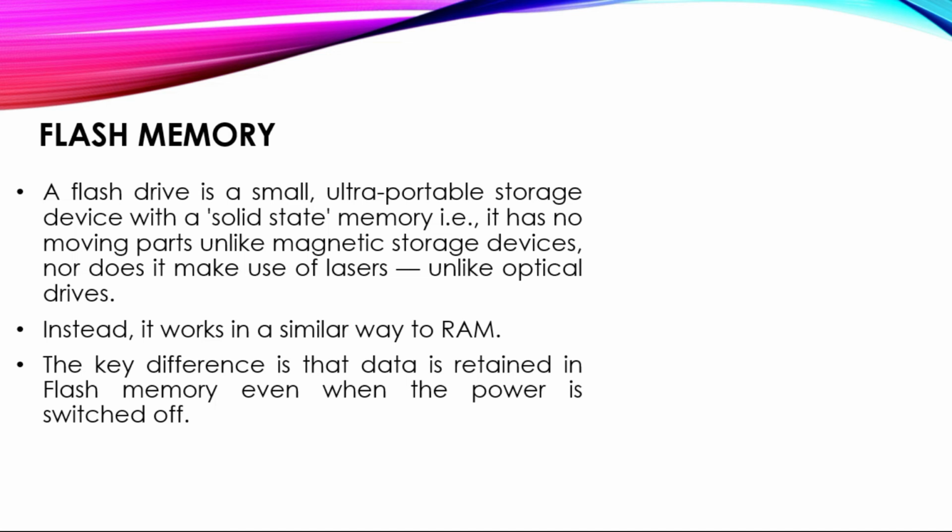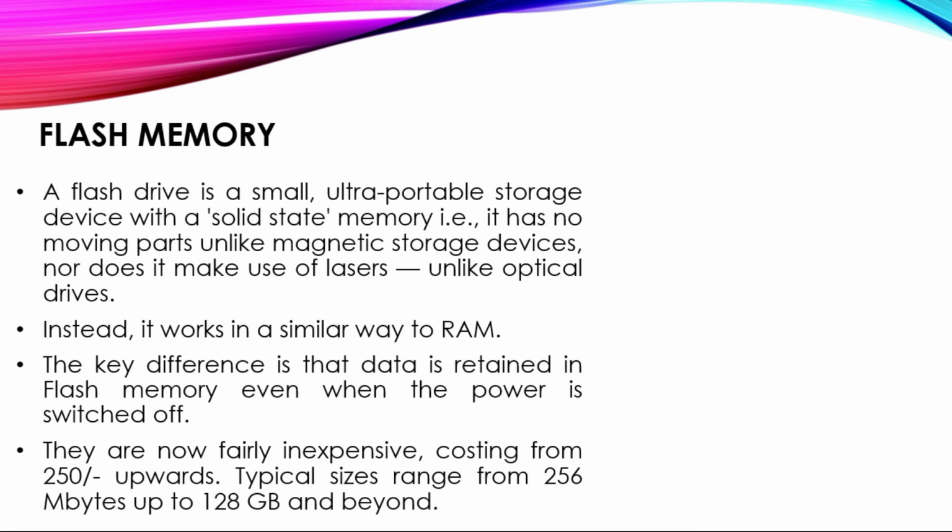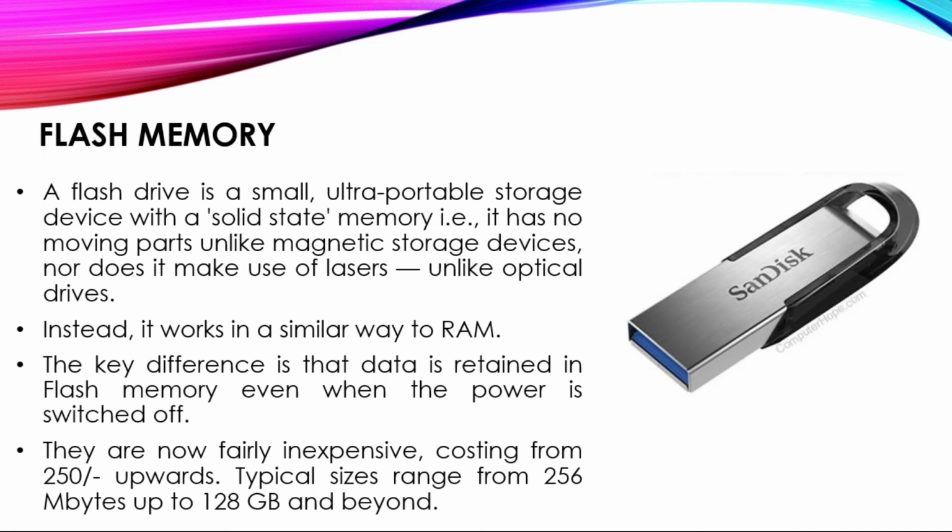What is the difference between RAM and flash memory? In RAM, as soon as the power goes off, the data is erased. But in your flash memory, even if the power goes off, the data is retained in the same memory. They are now fairly inexpensive, costing from 250 upwards. You can get a pen drive for 250 or more than that also. The size range of pen drives is from 256 megabytes up to 128 gigabytes and beyond. This is the image of how flash memory looks.